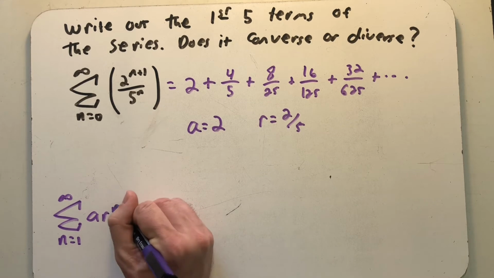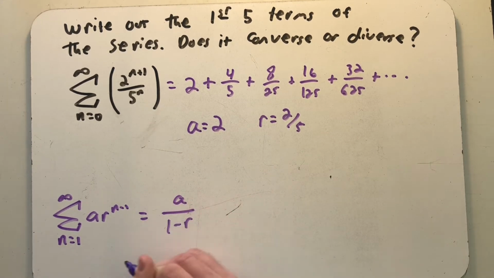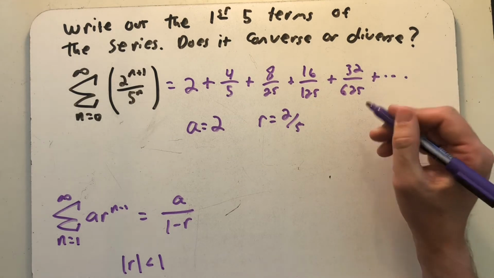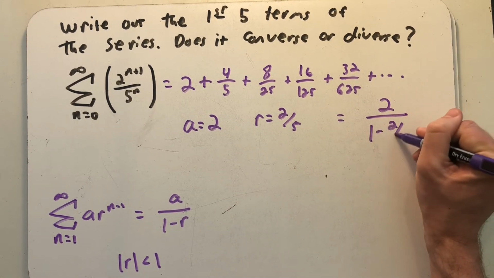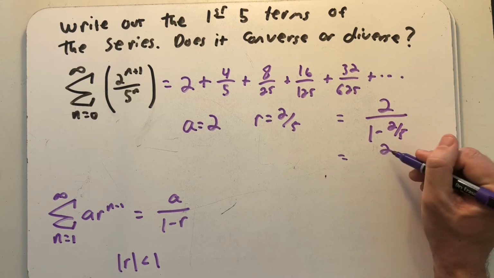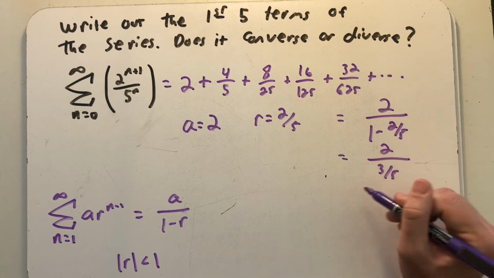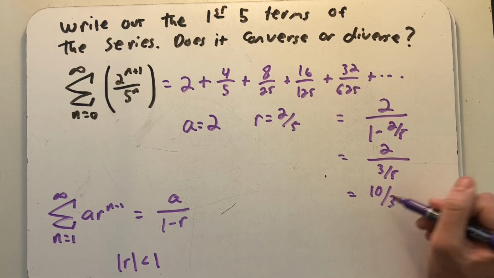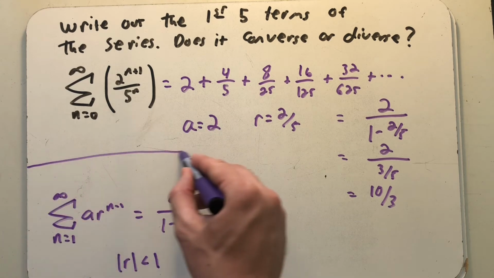can be written down in this format, and they always converge to a over 1 minus r when r is between -1 and +1. Well, r is 2/5. This is a convergent geometric series. That's 2 over 1 minus 2/5. Let's see, that is 2 over 3/5, which is 10/3. This geometric series converges to 10/3.